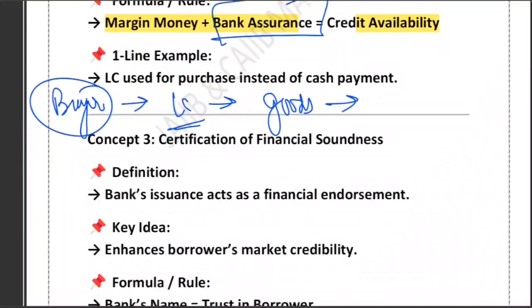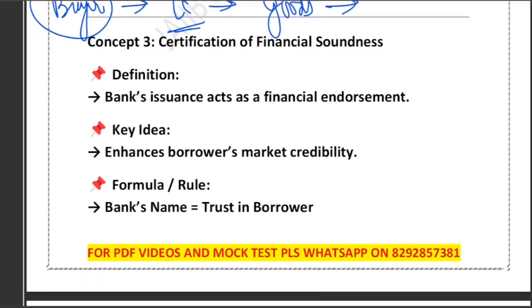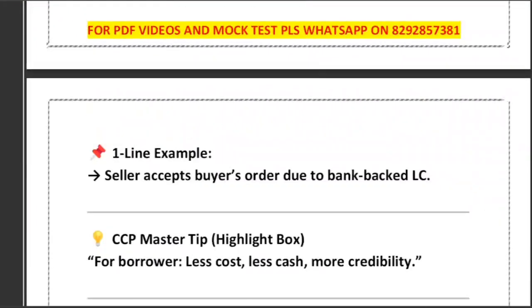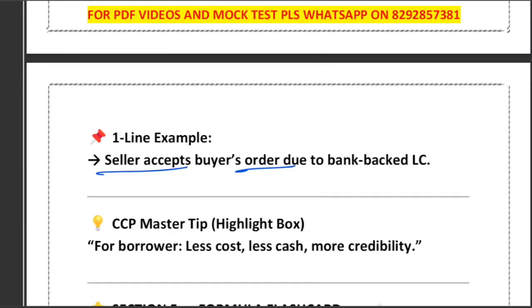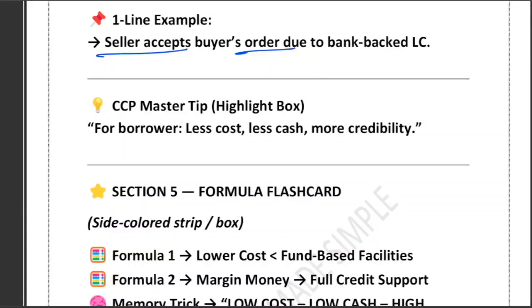Now what about the certification of financial soundness? This is a very important concept. Whenever a bank issues an LC or BG, it is like the bank is saying that the customer is financially sound. It acts like a financial endorsement. So the bank's name becomes a certificate of trust. For example, a seller accepts the buyer's order only because it is backed by a bank-issued LC. So the master tip is that for the borrower it is less cost, less cash, and more credibility. That is the biggest advantage for the borrower.